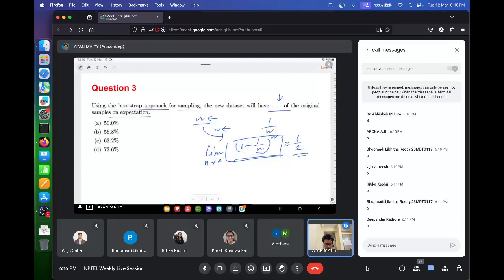So the probability that the data point will be picked is 1 minus 1 by e, and this is 63.2%. So for every data point, this is the probability that it will be present in the sample dataset. That means this is the percentage of all the data points in the original dataset that will be present in the sample dataset. So this is how we can calculate this 63.2%. Option C is the correct answer.